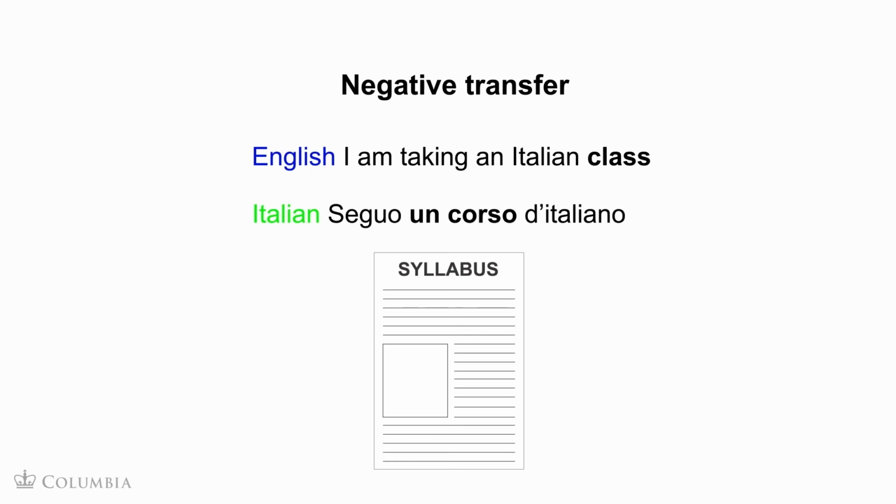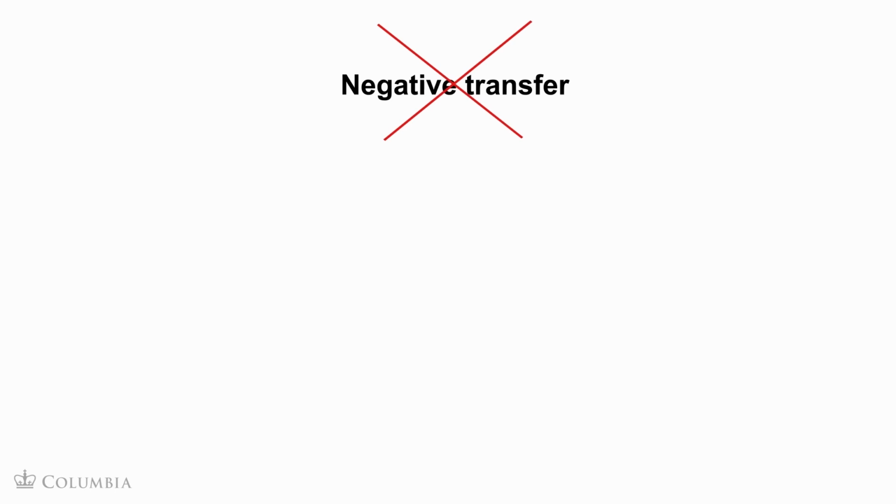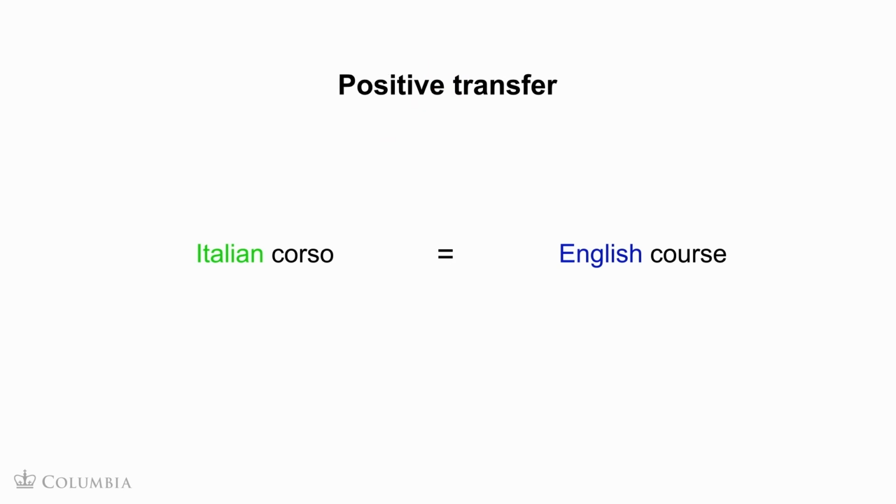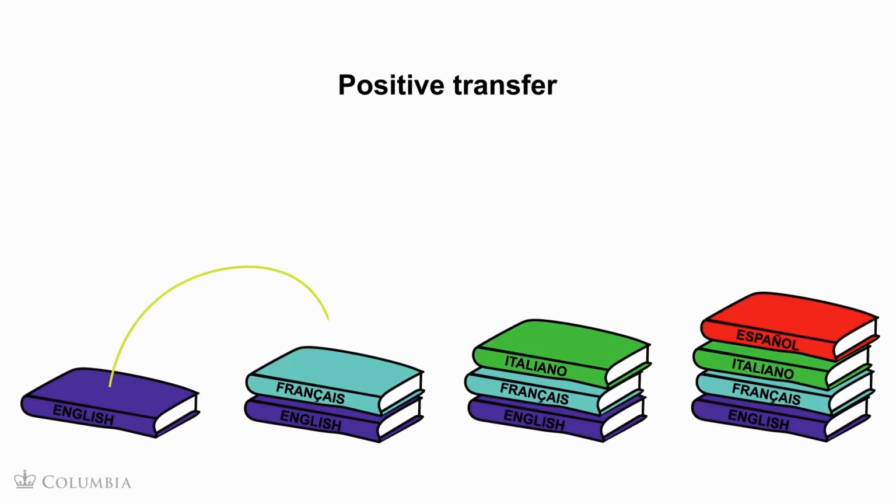By recognizing that class and classe are semi-transparent words, we can avoid negative transfer. Actually, the word corso and course in English are transparent words. Making that connection is an example of positive transfer. If you strengthen positive transfers, your Italian will be more precise, and your Italian language skills will improve, and it will help you learn other languages.